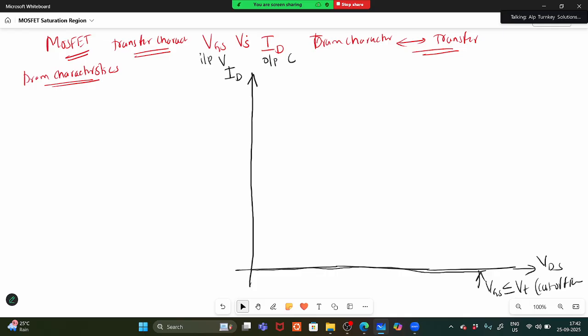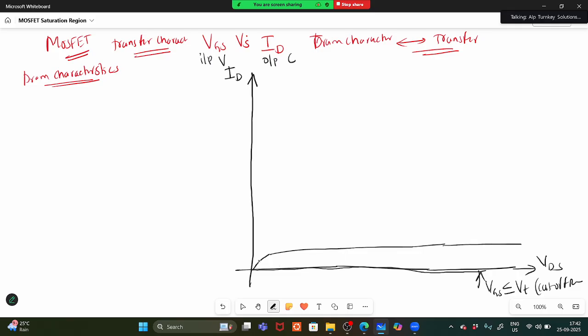And next, at different values of VGS, there are different values of current, okay. I told you, in saturation the output current depends on VGS, no. So here I can draw like this.